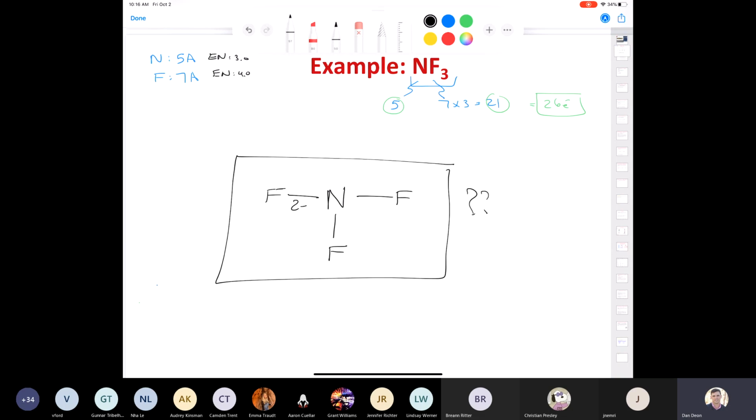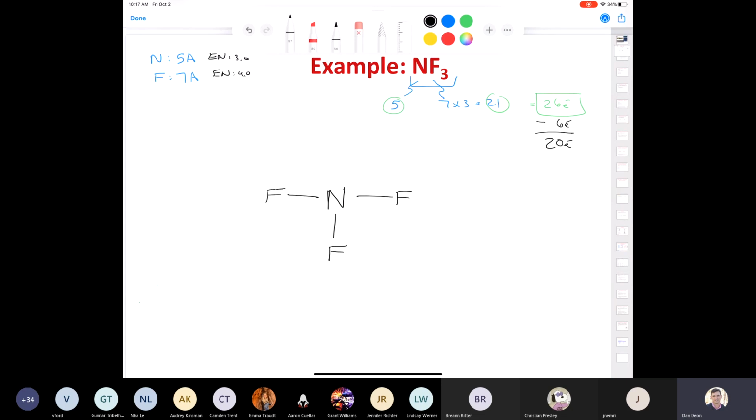There's 2 electrons in this one. There's 2 electrons in this one. And there's 2 electrons in this one. 2 plus 2 plus 2. I know this is complex math, but 2 plus 2 plus 2 is 6. Okay, I'm kind of being silly there. But we've used 6 electrons. And so if we take 26 and we subtract 6 electrons, we're left over with 20 electrons. We've got a lot of work left to do. So what we're going to do now is fill up the octets of the outer atoms.